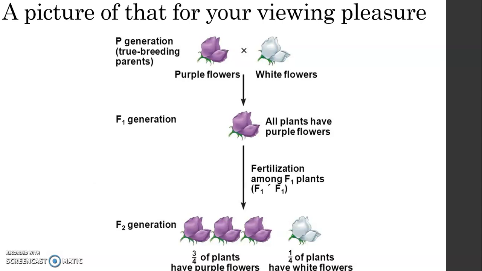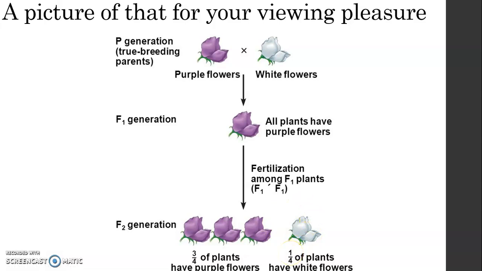So the P generation was a cross between purple true breeding flowers and white true breeding flowers. When you crossed them, all of the F1 plants ended up purple, but then if you fertilized the F1 generation against each other or to themselves, you ended up with an F2 generation that had 3 out of every 4 plants being purple and 1 out of every 4 plants being white.